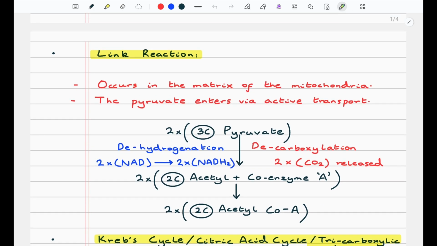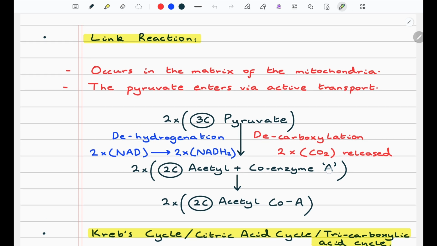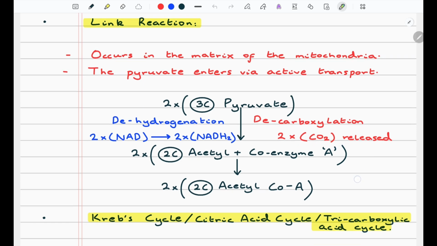In link reaction, you got 2, 3C pyruvate, which basically undergoes dehydrogenation and decarboxylation in order to form 2C acetyl, which adds up with coenzyme A in order to form 2C acetyl CoA. And let's just keep this in mind that since there's 2 pyruvate, this reaction will occur twice, once for each pyruvate molecule. Dehydrogenation forms 1 NADH2 and 1 carbon dioxide for each pyruvate.